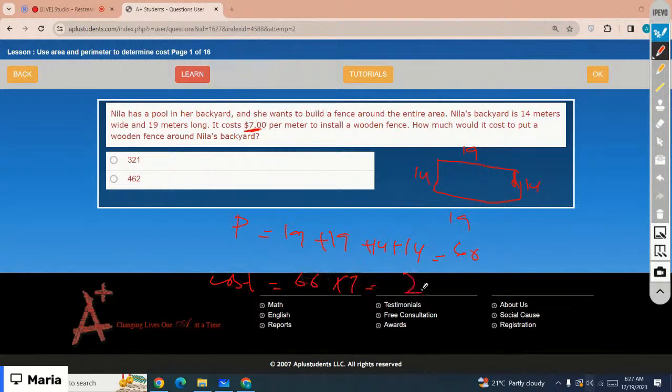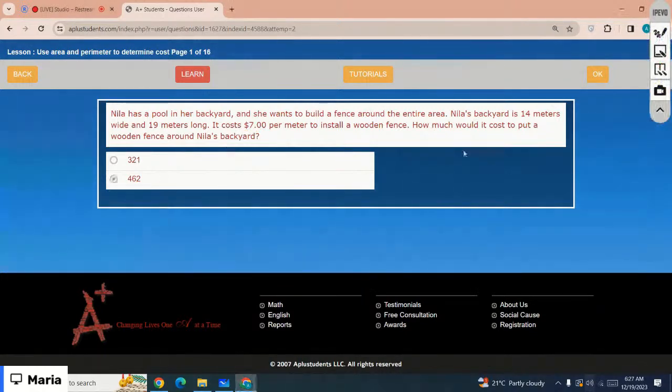7 times 6 is 42, and 4, that is $462. That means the total cost for the fence is $462, right? Option number 2 is the correct option. Got it? The correct option is 462.